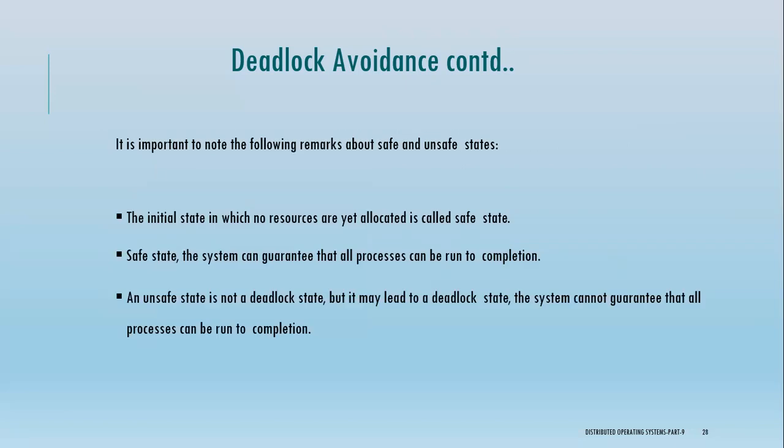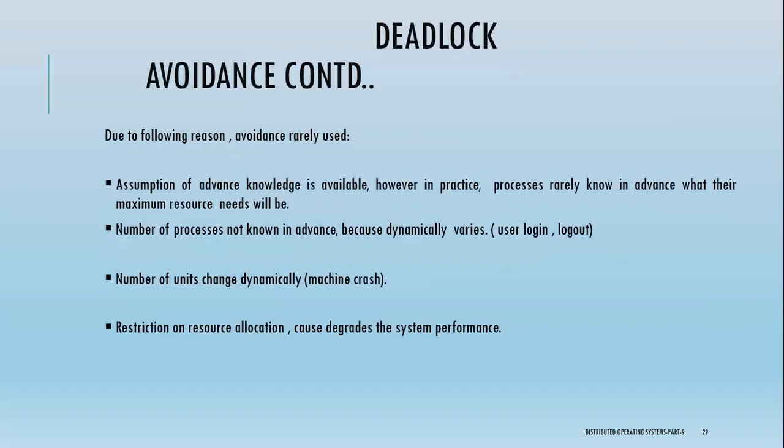In deadlock avoidance, it is important to note the following remarks about safe and unsafe states. The initial state in which no resources are yet allocated is called a safe state. In a safe state, the system can guarantee that all processes can be run to completion. An unsafe state is not a deadlock state, but it may lead to a deadlock state. The system cannot guarantee that all processes can be run to completion.